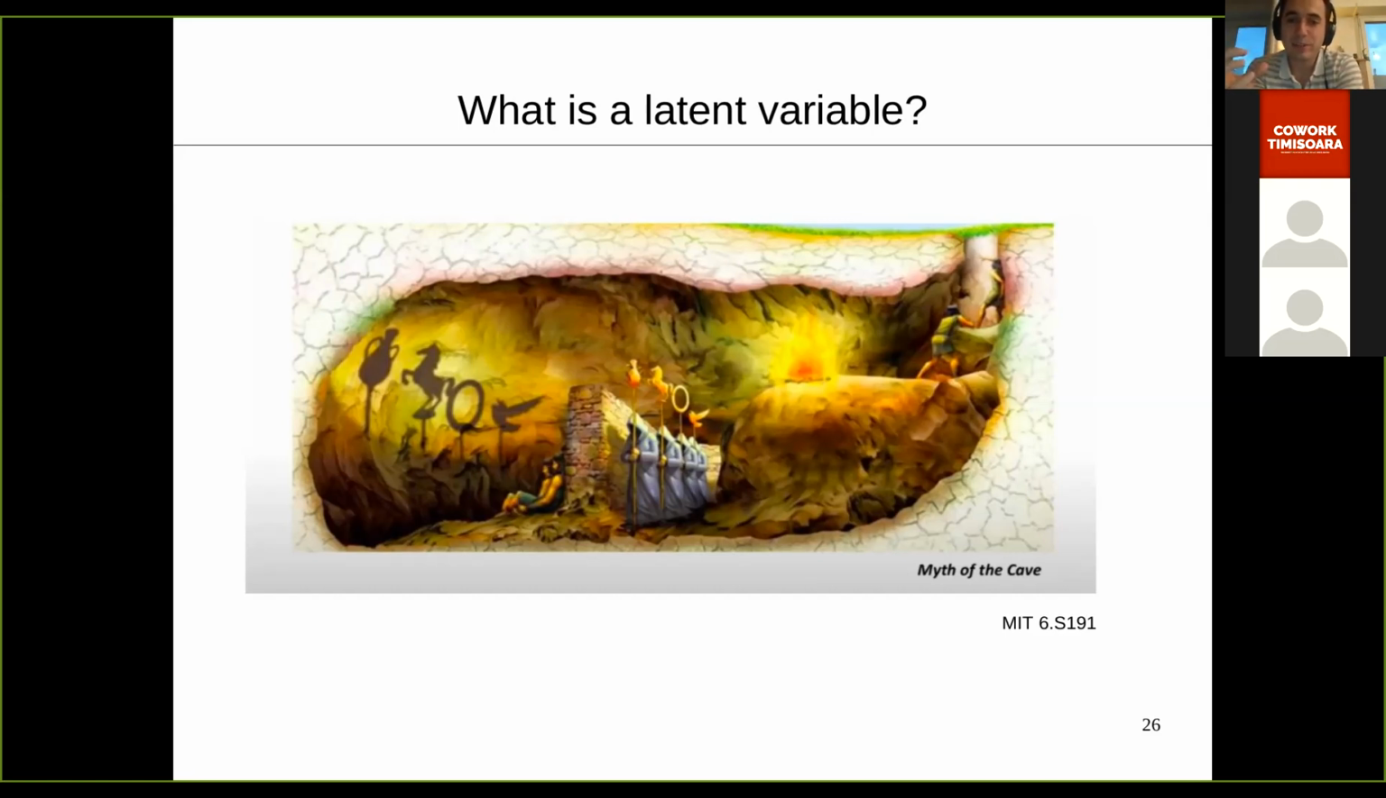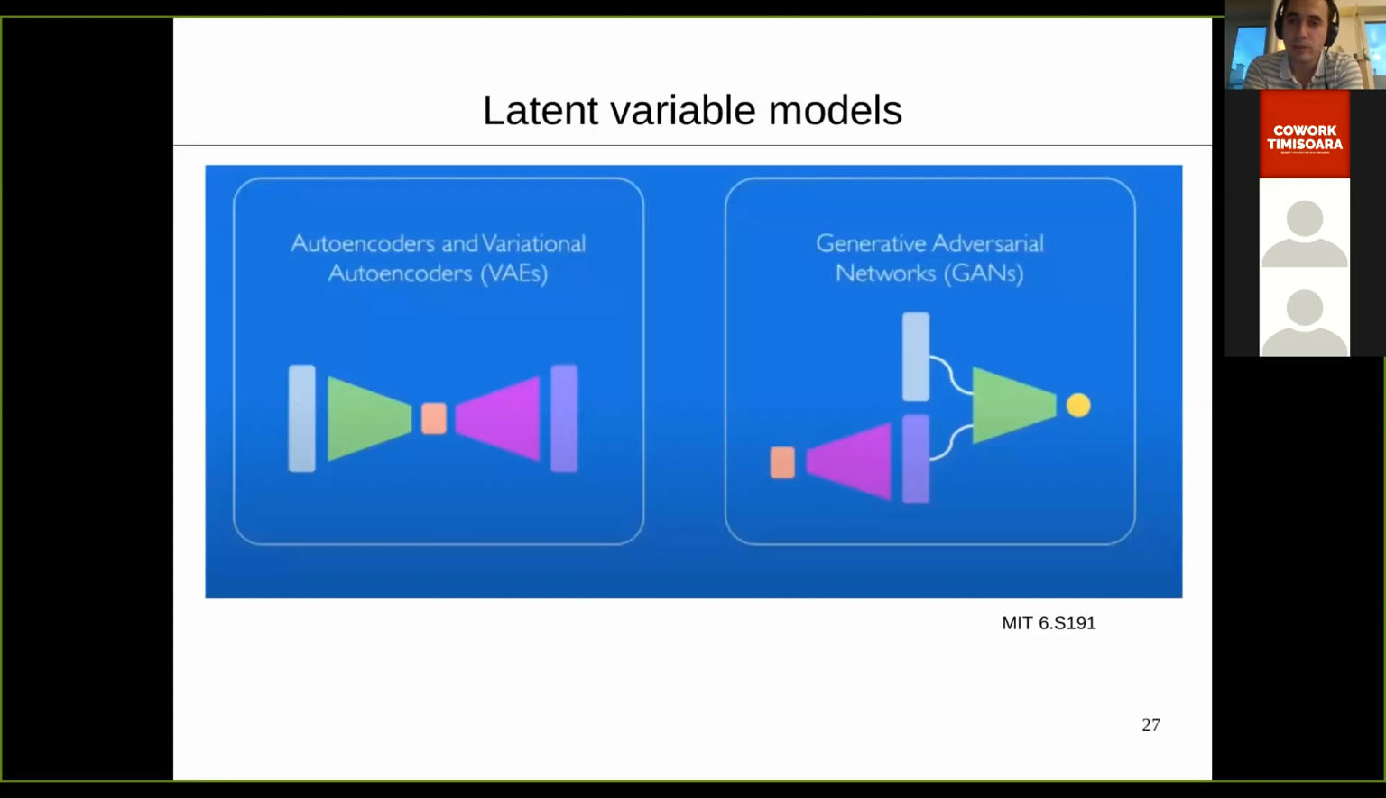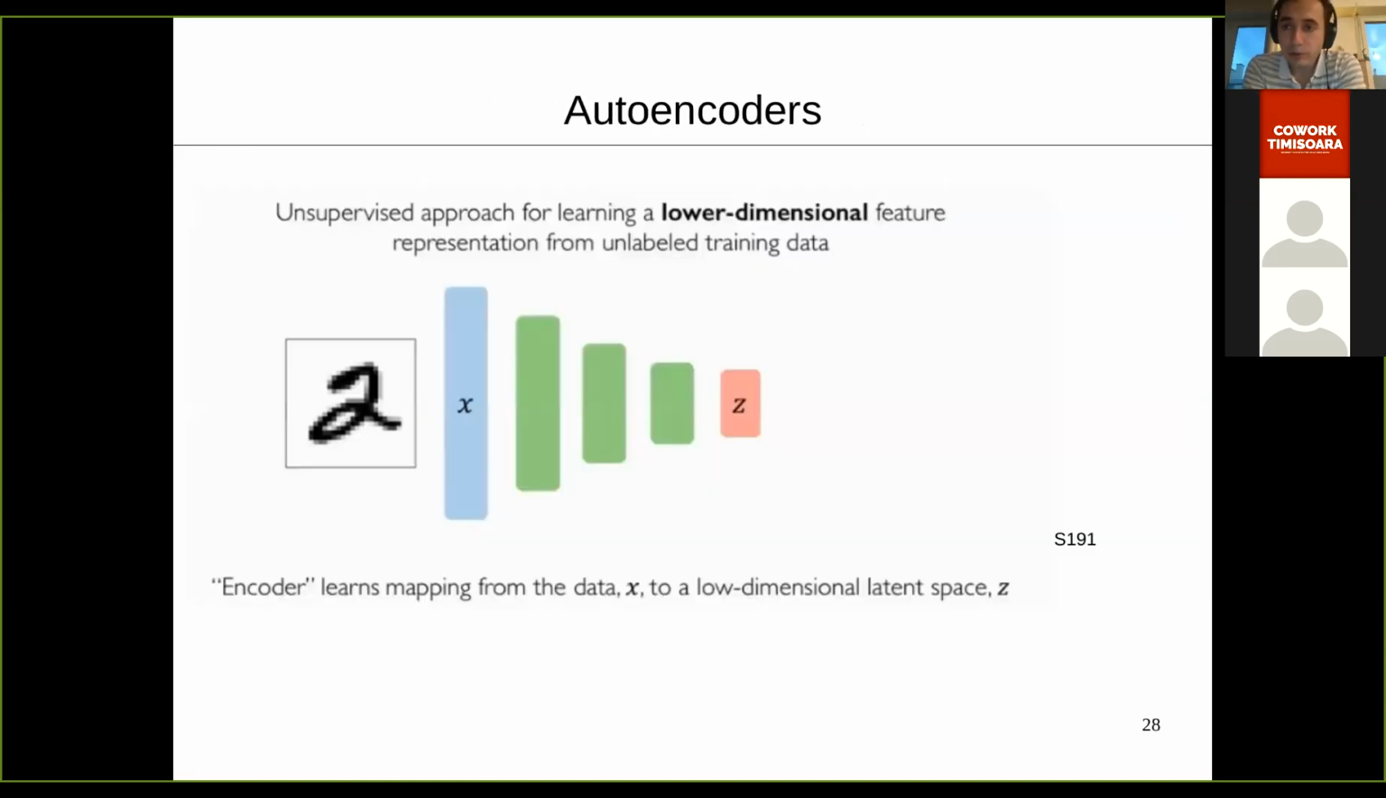So we have a real object producing an effect, and the only thing we can see is the effect. By observing the effect, we try to imagine how the real object looks. And we use this in generative models. We can also classify the models as latent variable models. From this point of view, GANs and VAEs are the same type of generative models. So I'll start with autoencoders, the simplest generative models that we can build.